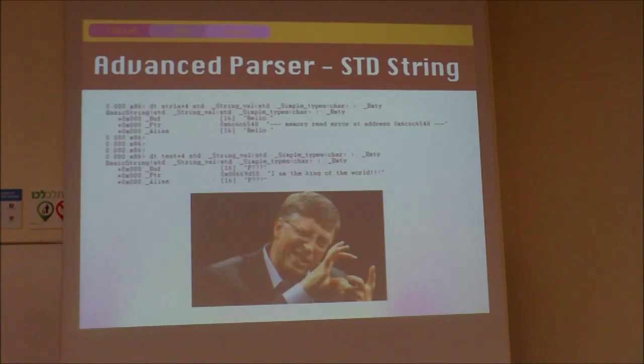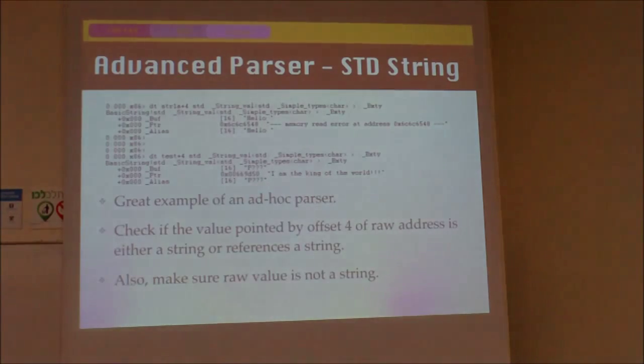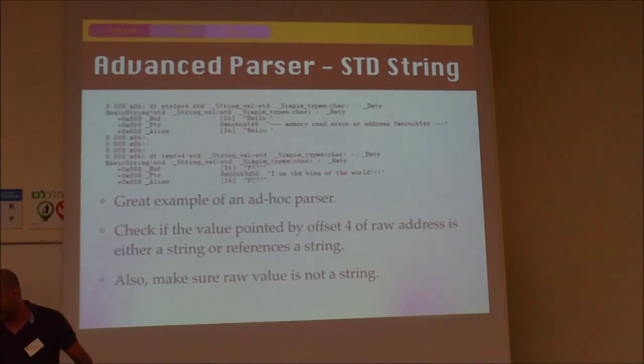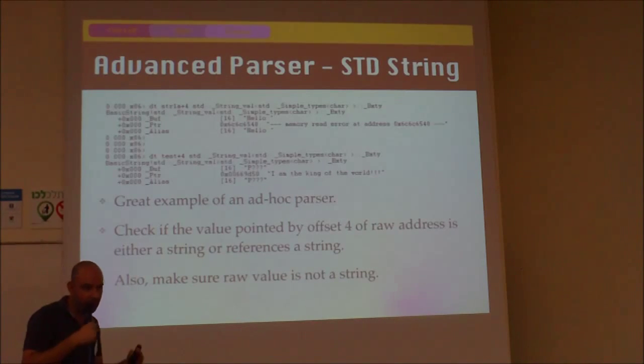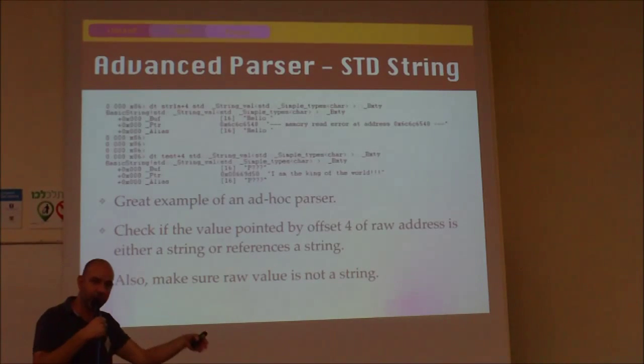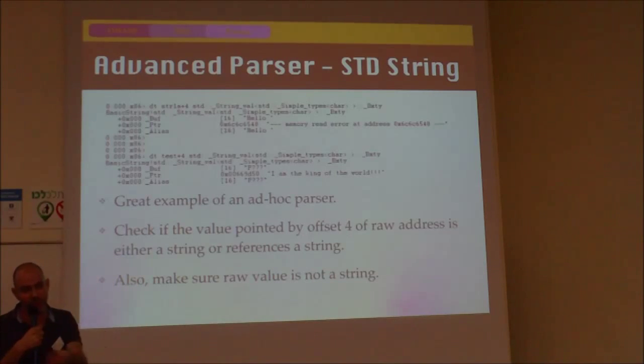And that's actually a very good example of an ad hoc parser, because we don't really need to understand the implementation of this. All the parser needs to do is go to offset 4 and check: is this a pointer to a string? Great. If it is, then it's an STD string. And if not, is it a string? Okay, great. If it's a string, again, it's an STD string. Just one point: if we go to offset 4, we better also check that offset 0 is not a string. Otherwise, we'd just be looking at some kind of substring. But just a minor point here.